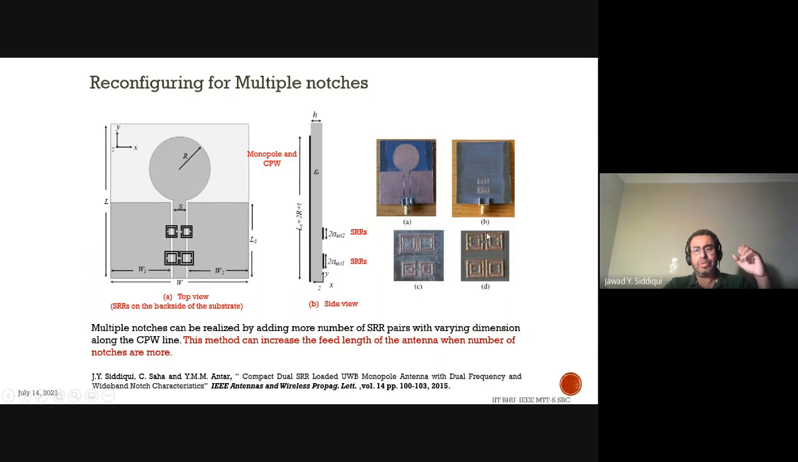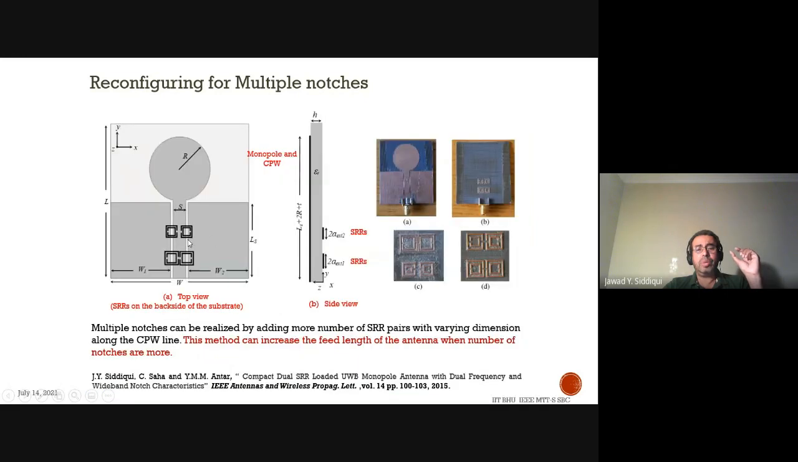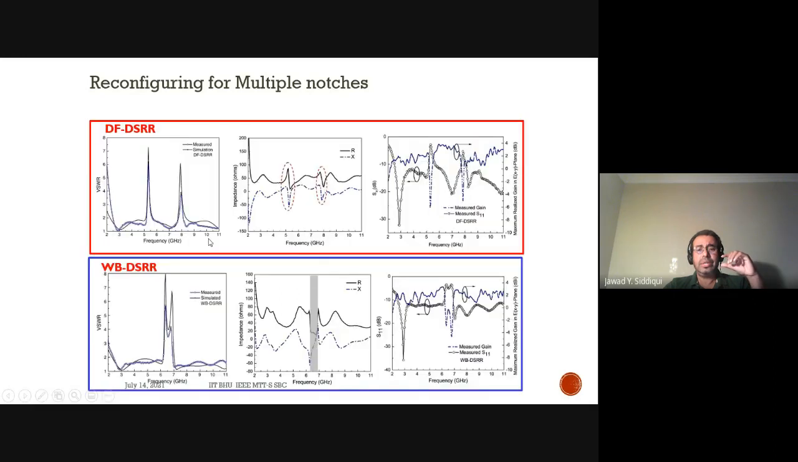We printed 2 pairs of SRRs, and as you can see, these are the dual frequency, dual SRR, wideband notch and dual frequency notches. So you can see 2 distinct notches at different frequencies. And if we can overlap those frequencies, if we can make the geometry very closely tuned for both the SRRs, you can have a wideband notch.